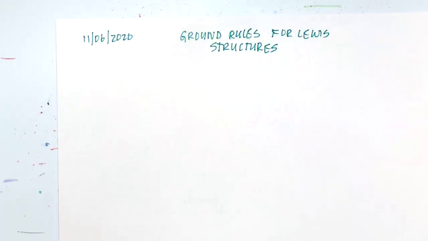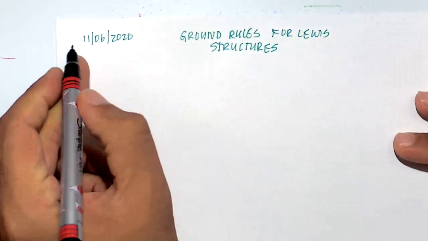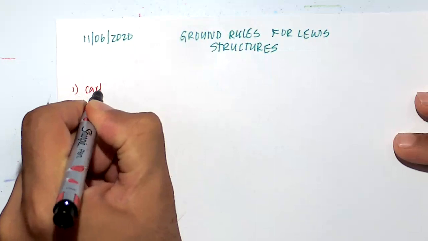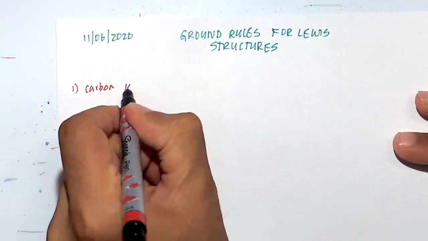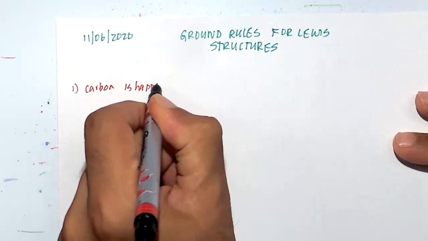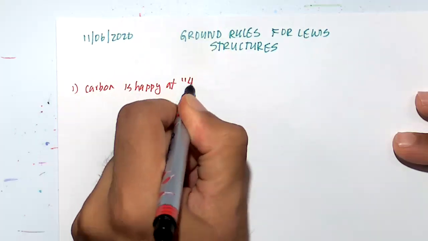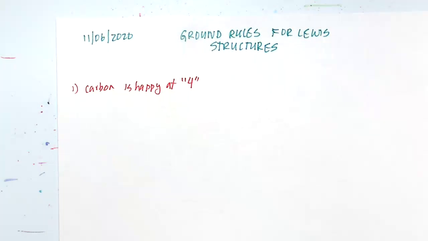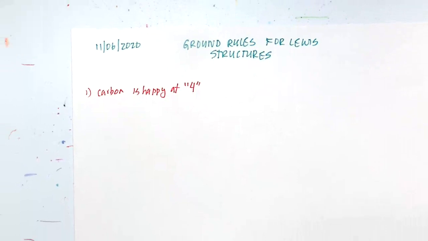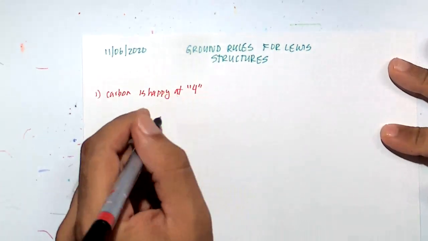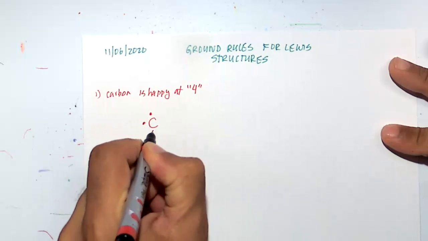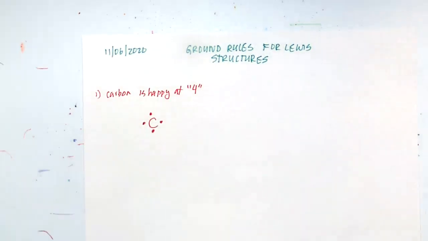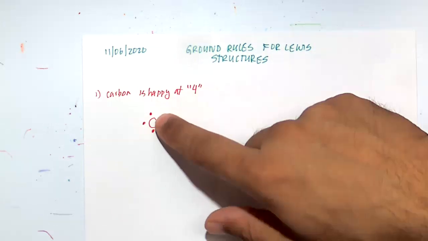The first rule is that carbon loves 4. Carbon is happy at 4. That means it has 4 valence electrons. Here's how we're going to depict this. Carbon, 1, 2, 3, 4. You see that little dot there?